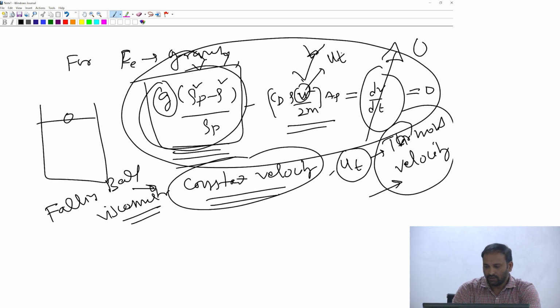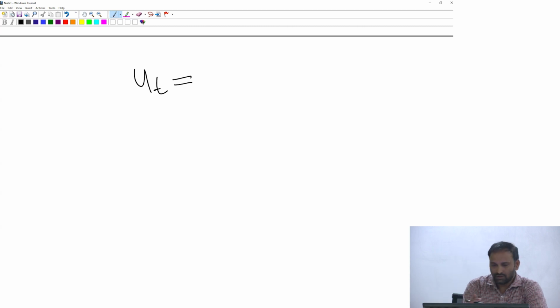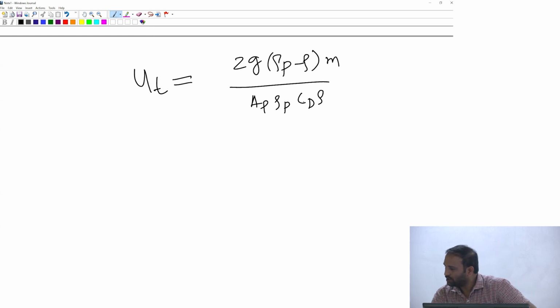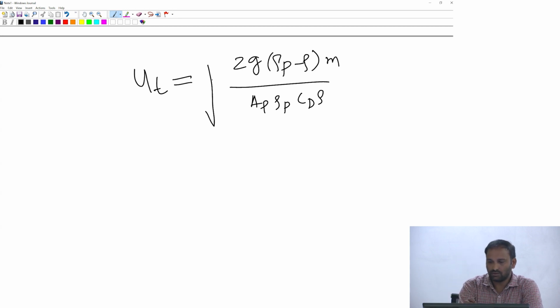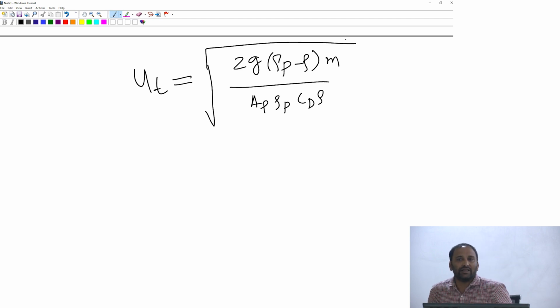If you work it out, it's going to be something like this. ut is going to be 2 times g into (rho p minus rho) multiplied by m, divided by Ap times rho p into CD times rho. Can you try and get this expression? All I've done is equate dv by dt to 0 and simplify. That's what you should be getting.